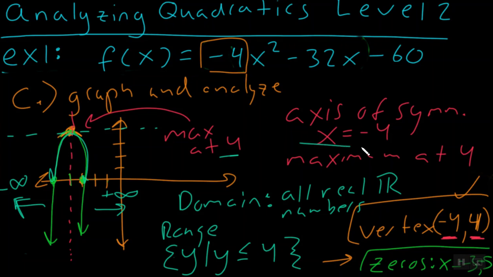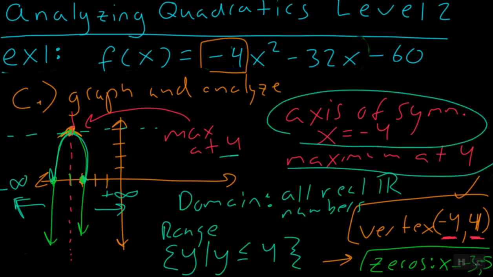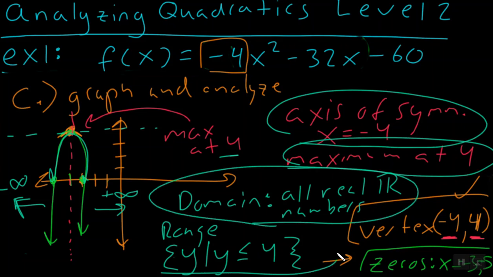And there you go. There's your axis of symmetry. There's your maximum at 4. We have our domain is all real numbers. Our range is every value less than or equal to 4. And we even see that we have solutions or roots or x-intercepts or zeros at -3 and -5. And that's it. That's everything there is to a quadratic.